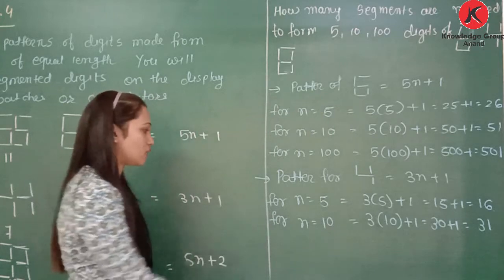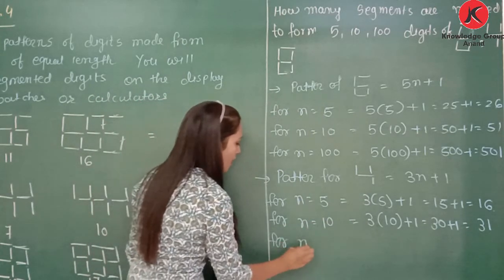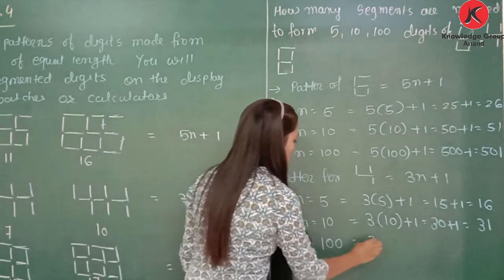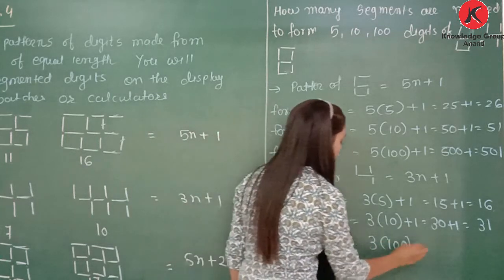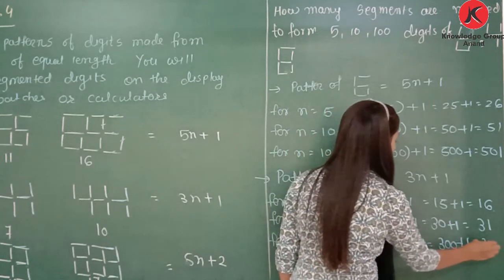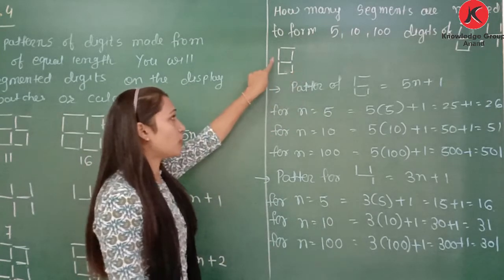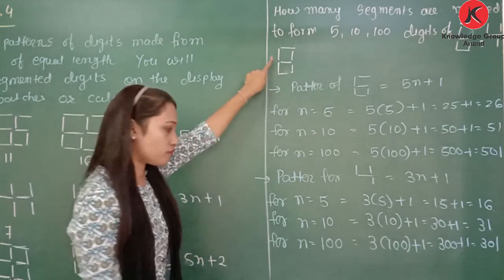31 line segments are required for 10 times 4. For n is equal to 100, 3 inside the bracket 100 plus 1, that is 300 plus 1, is 301 line segments required. Now pattern for 8 that you need to solve in homework.